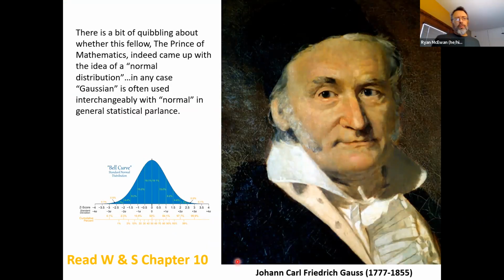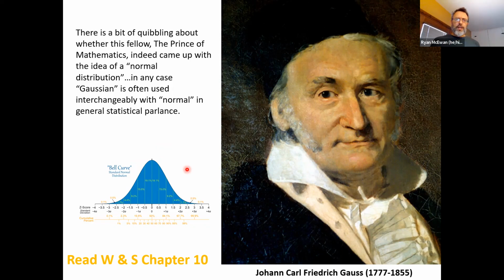There's a bit of quibbling about whether this fellow, whose name is Johann Carl Friedrich Gauss, is indeed the person who came up with the idea of a normal distribution. We call this a Gaussian distribution. I looked into it a little bit. It's not clear that this guy came up with it. We still call it Gaussian. And this is the standard bell-shaped normal distribution. And there's a lot of math under this. Within one standard deviation, this much of the data is under that curve, calculus style.